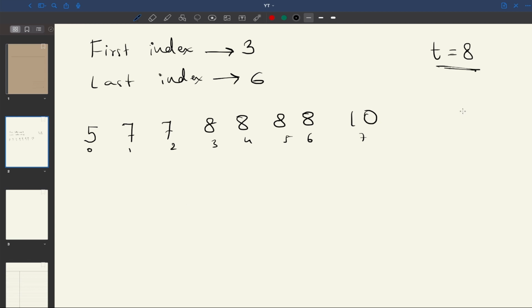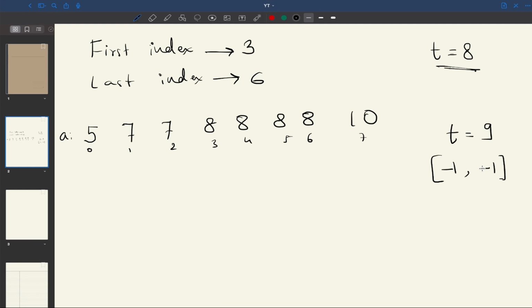Now, the second thing is, suppose you get a target value as, say, 9. Do we have any 9 present in our array? No. So then your answer is going to be: the first index at which this 9 appears is -1 because the 9 is not present, and the last index is also going to be -1. So this is what is asked of us.